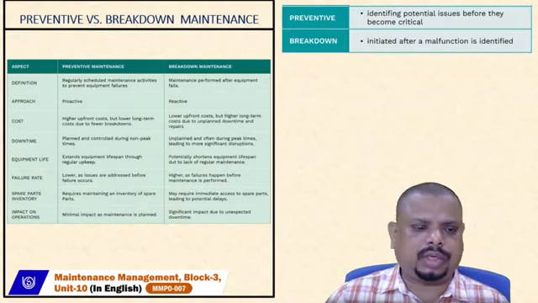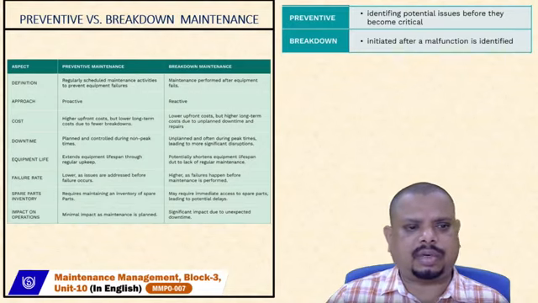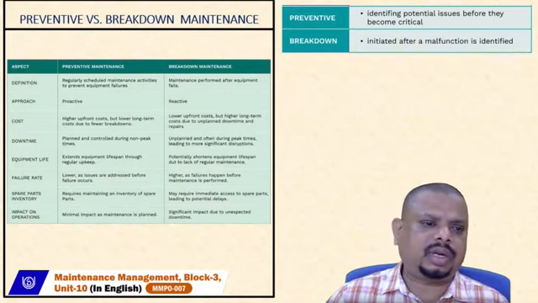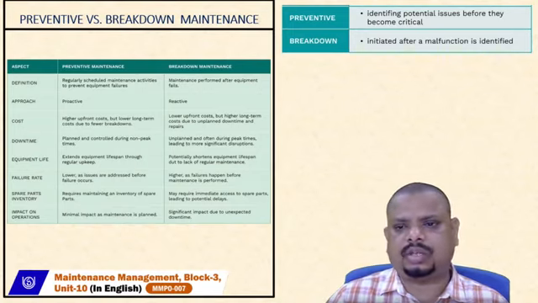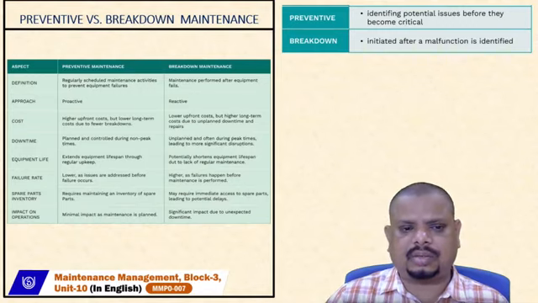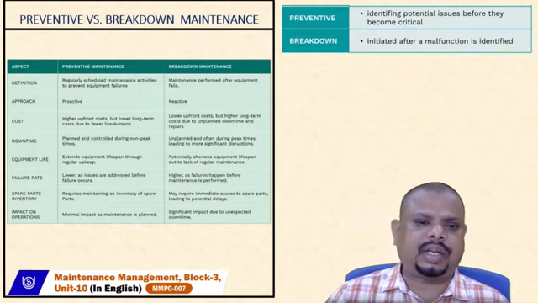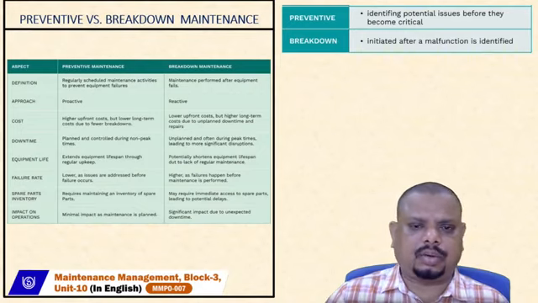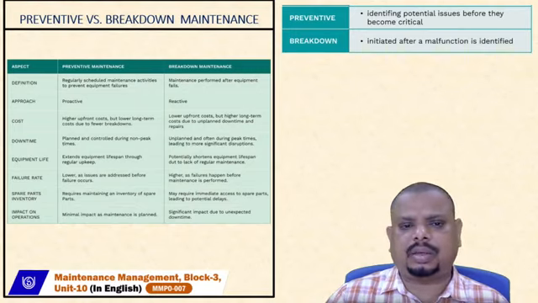Now let us go through different aspects of preventive maintenance versus breakdown maintenance. The first one is the definition. Regularly scheduled maintenance activities to prevent equipment failure is known as preventive maintenance, and in case of breakdown maintenance, maintenance is performed after the equipment has failed. The preventive maintenance approach is proactive, and breakdown maintenance is reactive.